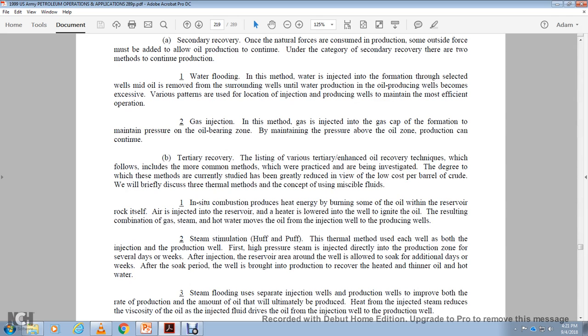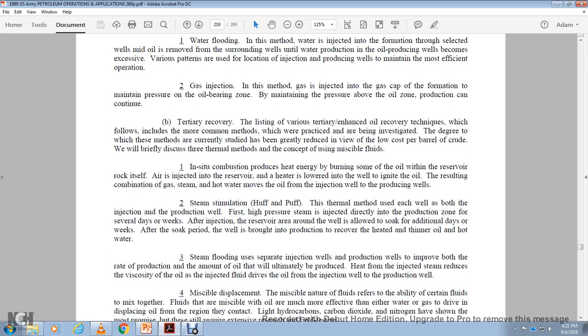Steam stimulation, or huff and puff, is a thermal method in which each well alternates between injection and production. High pressure steam is injected directly into the production zone for about a week, and after injection the reservoir soaks for about a week or additional days. After the soak period, the well is brought back into production, recovering the heat-thinned oil along with hot water. Steam flooding uses separate injection and production wells to improve the rates of production. The steam reduces the viscosity of the oil.